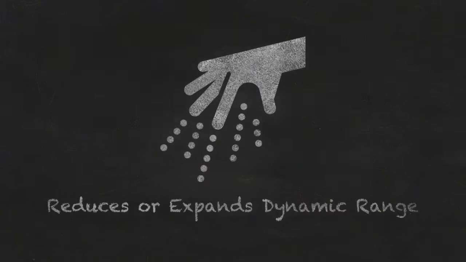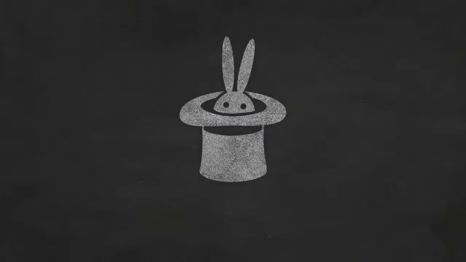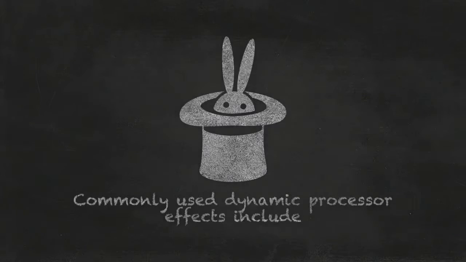Dynamic processors reduce or increase the dynamic range. This is done relative to a threshold, which is set by the user. Commonly used dynamic processor effects include compressors, limiters, expanders, and noise gates.